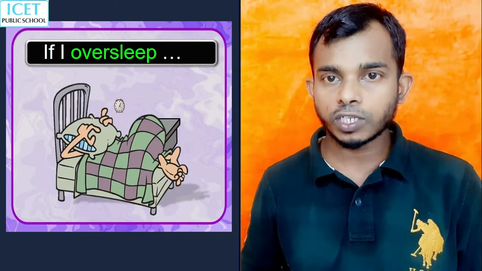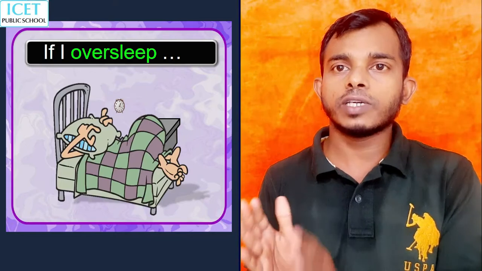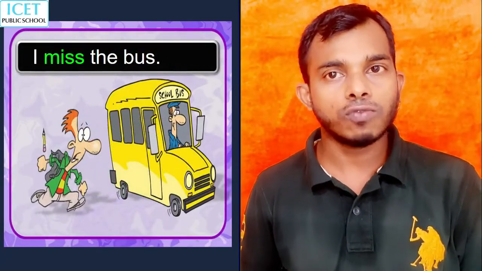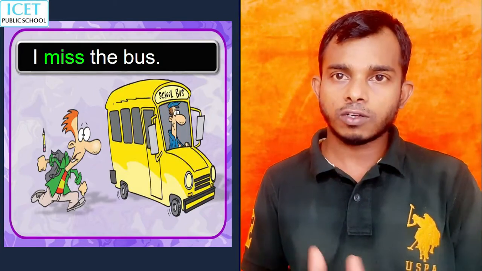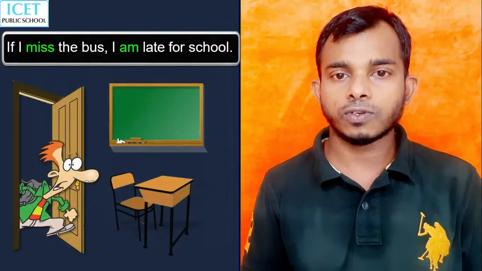If I oversleep, it is written in simple present tense. So you can continue, you can write the main clause of the sentence very easily. You can write what will be that. If I oversleep, what will happen? The rest should be written. Only our condition is that it should be written in simple present tense. I miss the bus. If I oversleep, I miss the bus. Now the sentence is completed. So both the clauses have been written in simple present tense form.